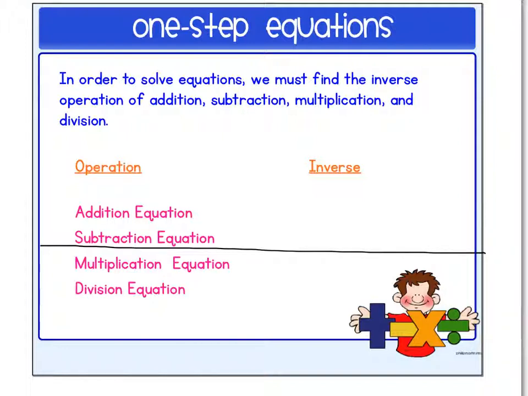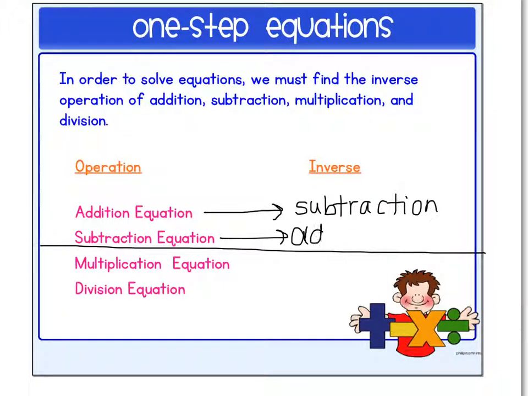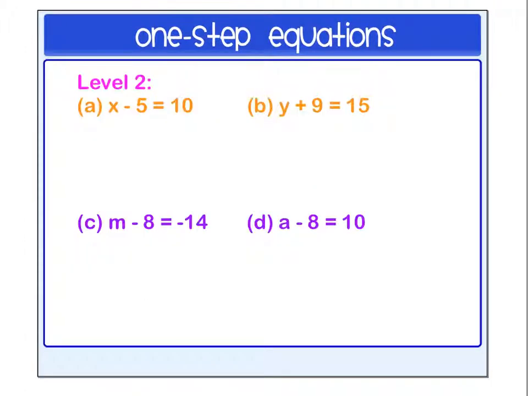The inverse operation means the opposite operation. So the opposite of addition would be subtraction. And the opposite of subtraction then would be addition. This will come in handy to remember as we go through the step-by-step process of solving. So when we look at these first problems, our goal is always to get our variable by itself.